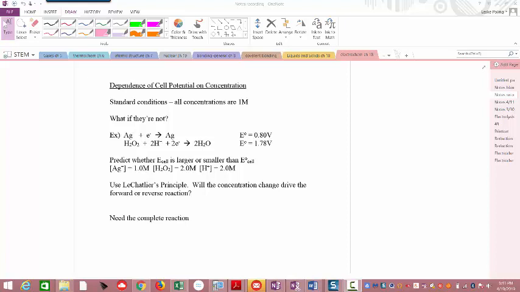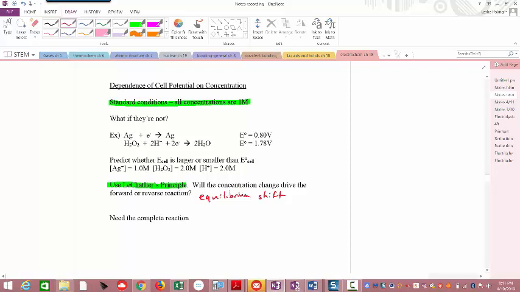Okay, so everything we've done so far has been at standard conditions, when the concentrations are all 1 molar. But what if they're not? So we can look at what happens when the concentrations are not 1 molar. And there are 2 ways we can do it. Sometimes you can just use Le Chatelier's principle and just look at how the concentration change shifts the equilibrium. And sometimes you need to actually solve an equation. That'll be on the next page.